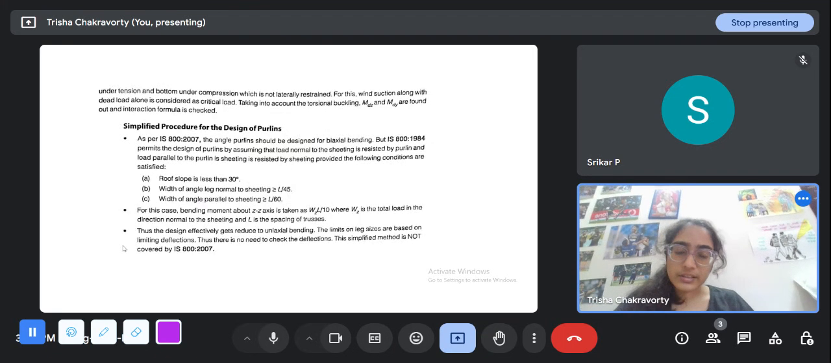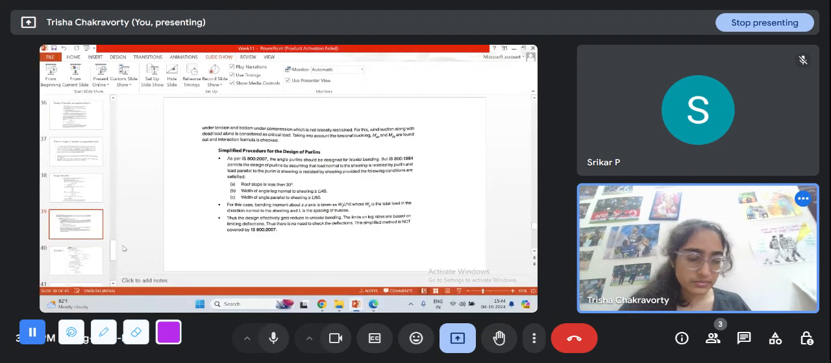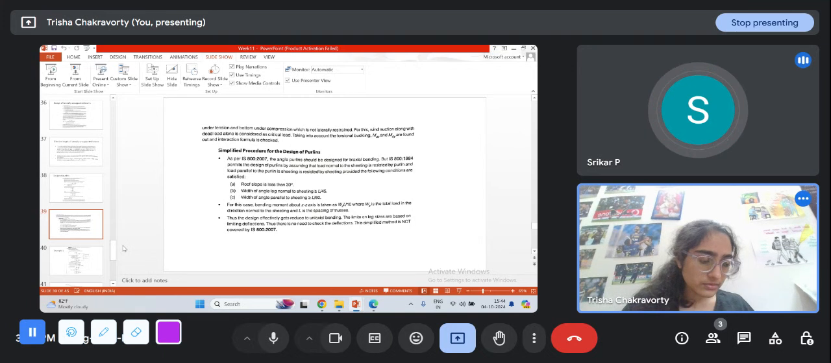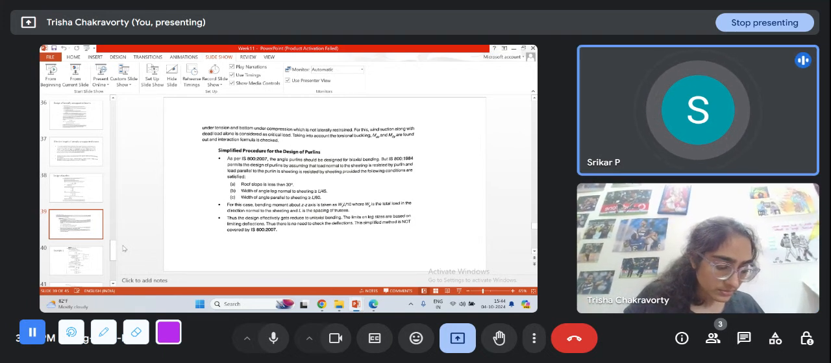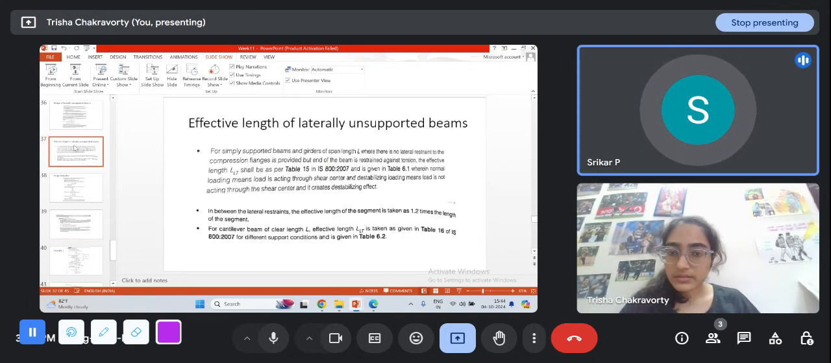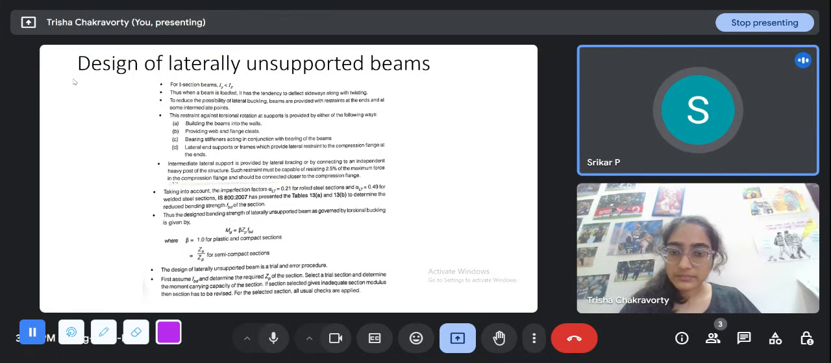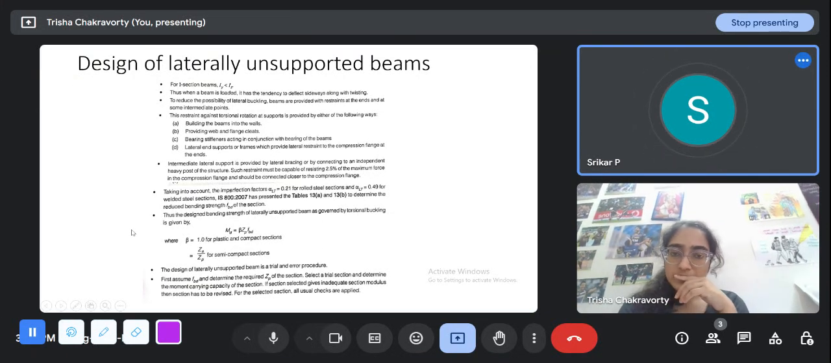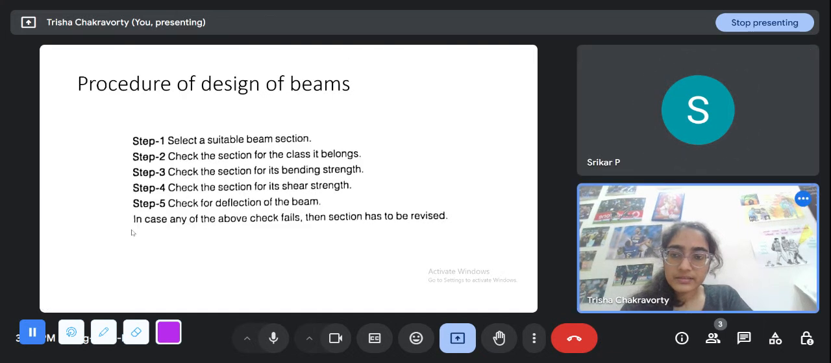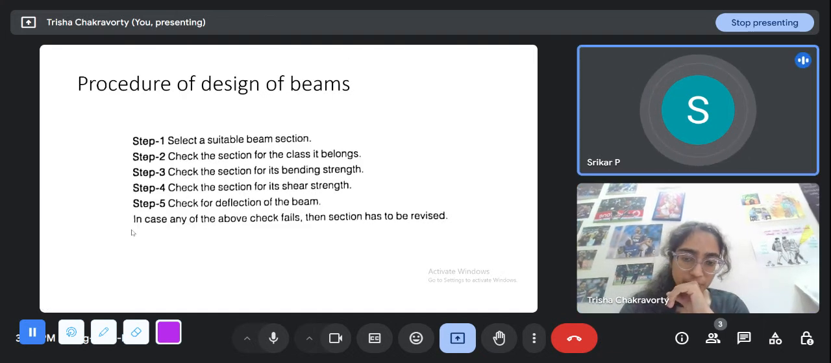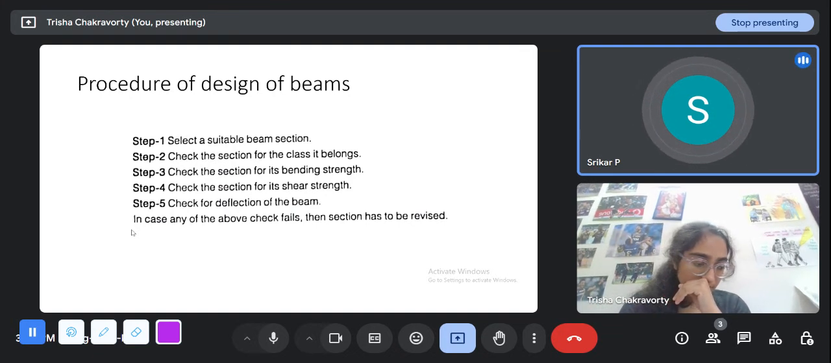Okay, do you have any doubt? Yes, ma'am. In the procedure for laterally supported beams, if you go to the slide where you showed the steps, please go back to the previous slides. Yes, this one. Here in step three, we are checking the section for bending strength. In bending strength, we have a situation where the formula is for low shear or high shear.